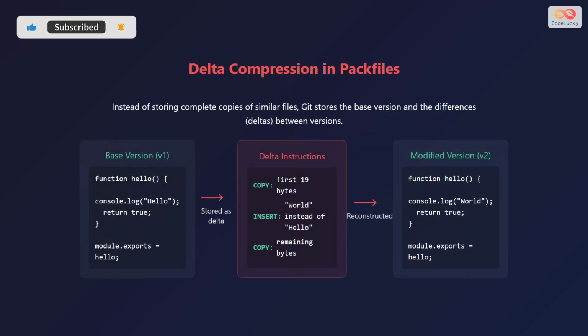Delta compression is a key technique used in Packfiles. Instead of storing complete copies of similar files, Git stores the base version and only the differences, or deltas, between versions. As you can see, there is a base version of the file. Then the delta instructions describe how to transform the base version into the modified version. The delta instructions include operations such as copy and insert. By applying these instructions, Git can reconstruct the modified version from the base version, which saves a significant amount of space.